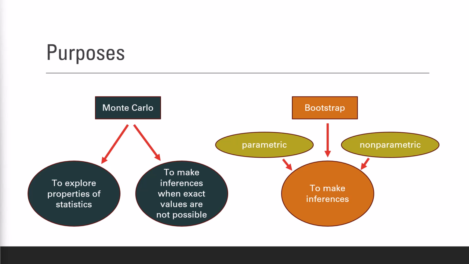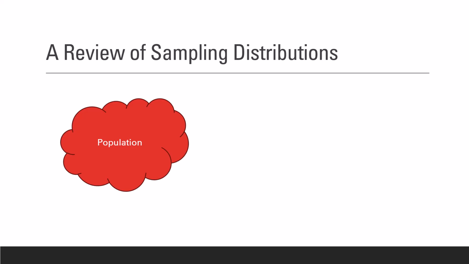So real quickly, I think this review is probably unnecessary, that you probably all know about sampling distributions, but just in case, and because it doesn't hurt to review something that is fundamental to statistical inference, let's do a short little review of sampling distributions. So we begin with a population. We have a population that we draw a sample from.